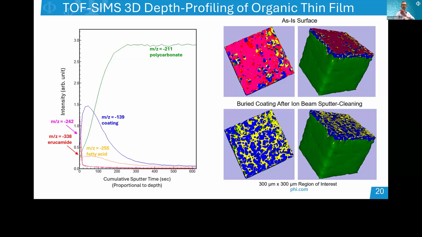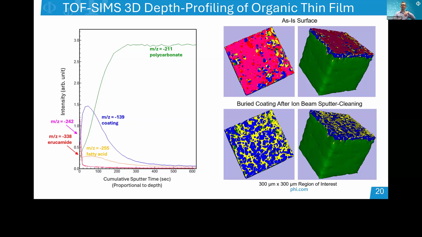Because urucimide can mask useful information on the underlying thin film that had been deposited on that polycarbonate substrate, we can use an ion beam to lightly sputter clean the surface to remove the urucimide layer. The result is accessible information on the thin film itself that is distinct from the polycarbonate substrate, shown by the blue and yellow colors in the bottom row.